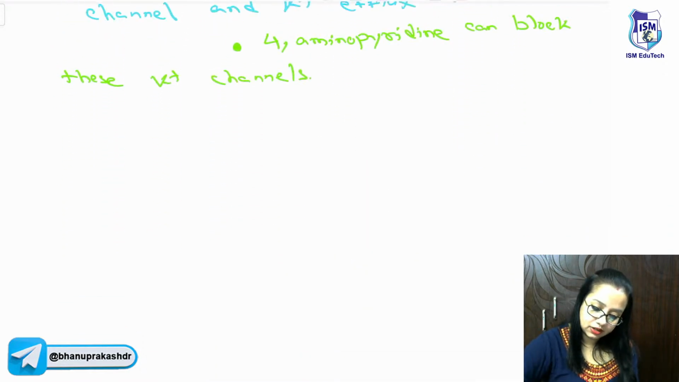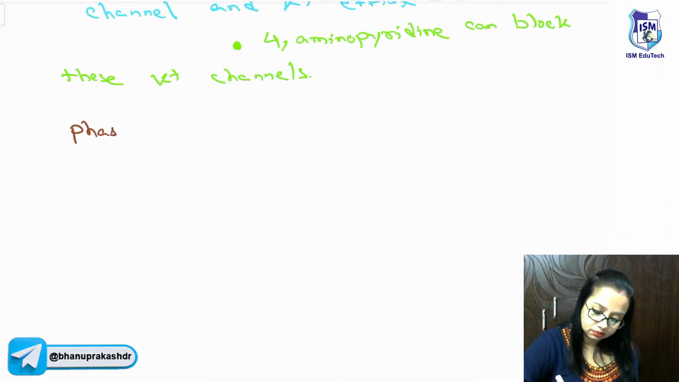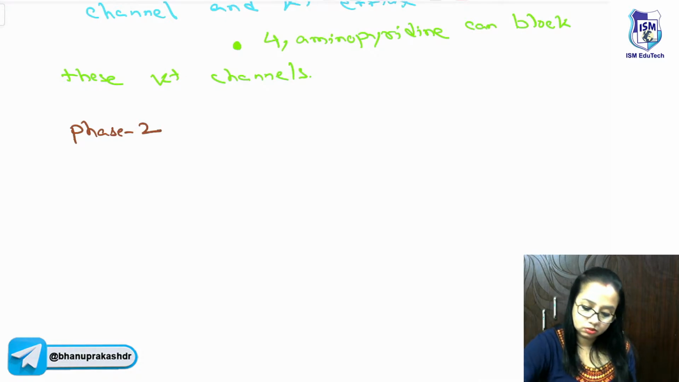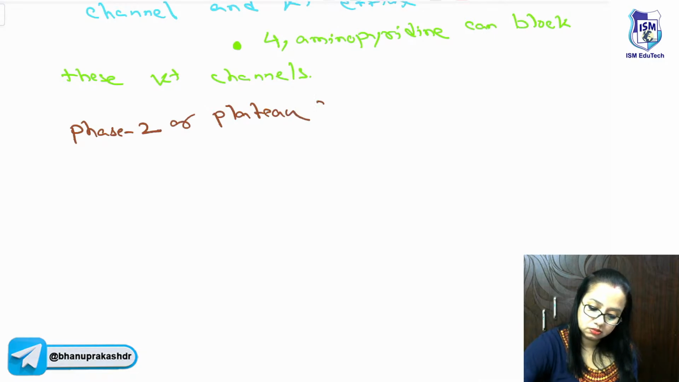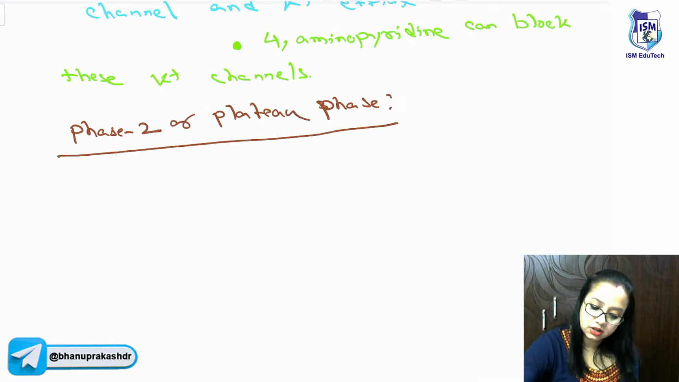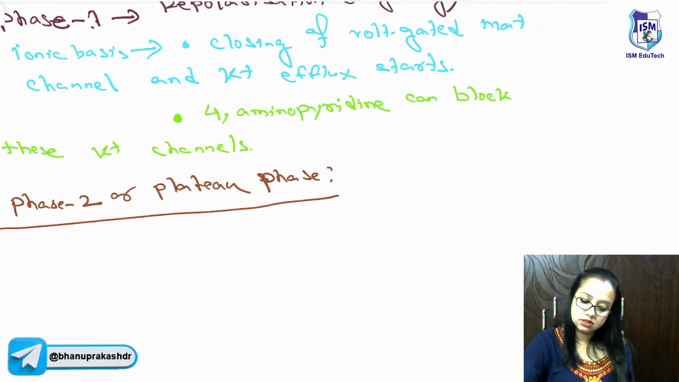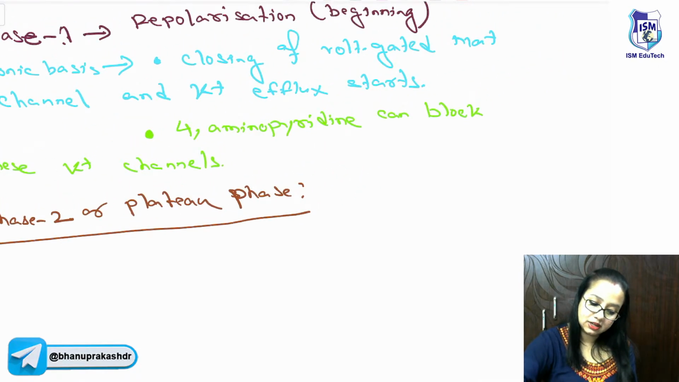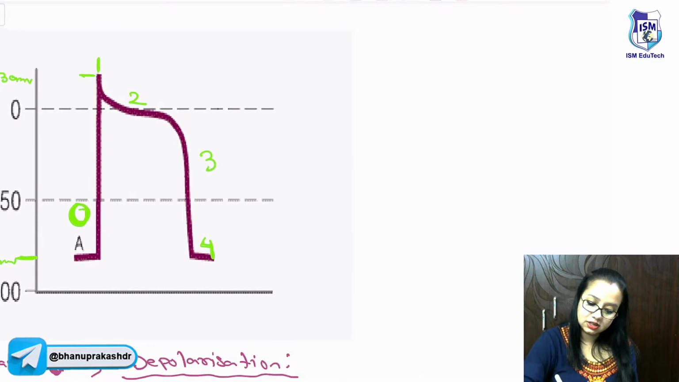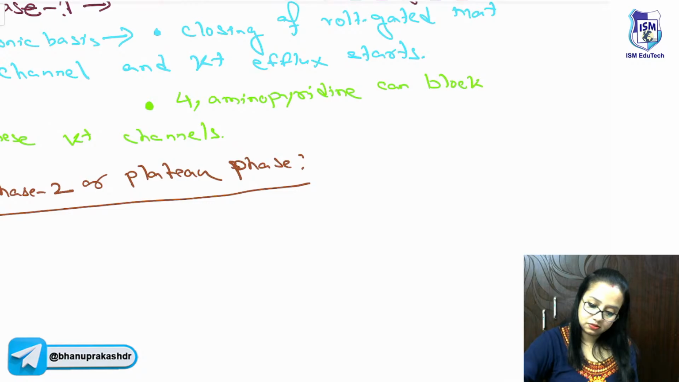The phase 2, or plateau phase. Now in phase 2, the plateau phase, what happens? This is also the repolarization. As you can see, here you see a plateau. This is also a repolarization phase.